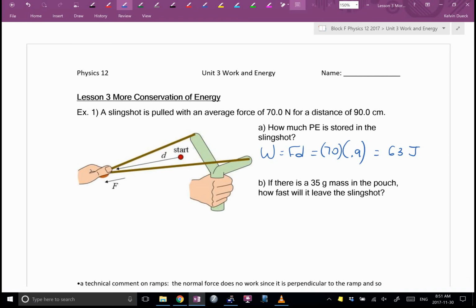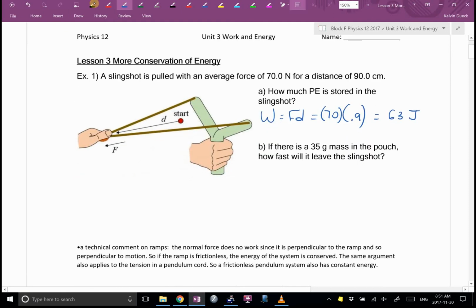If there is a 35-gram mass, how fast will that mass leave the slingshot? Now this is a job for conservation of energy because it's saying how fast. Are any of these 0? Because when you let go of the slingshot, all of the energy is expended. It's transferred to the mass. Before you let go of the slingshot, it's at rest.